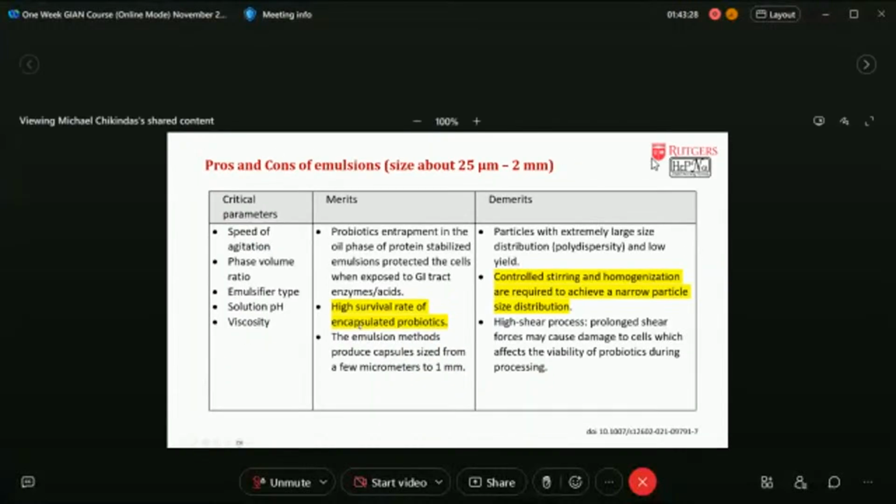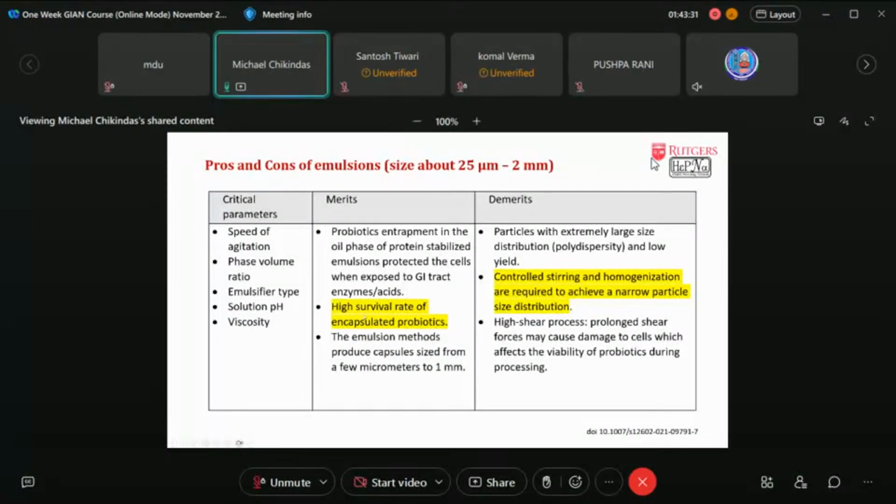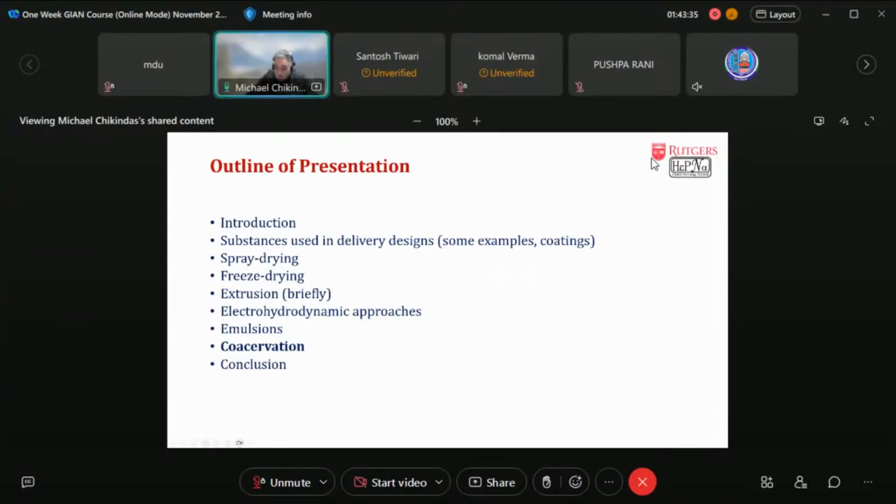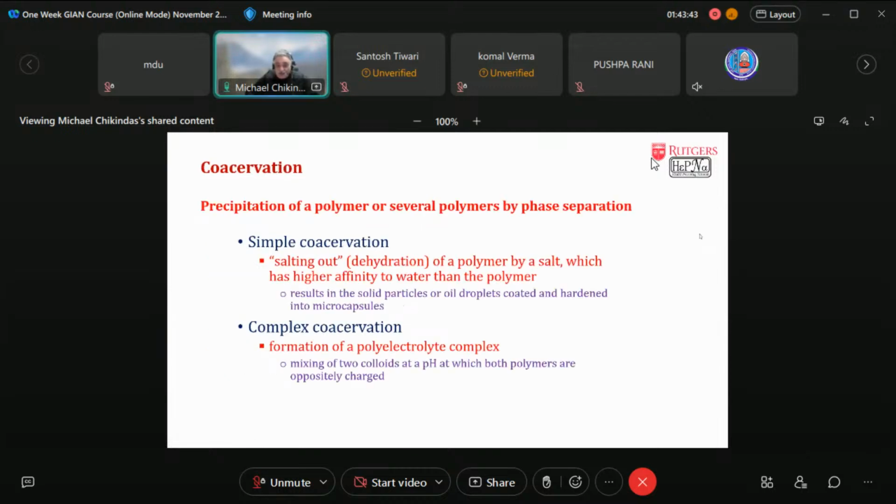...subject control the size of the particles formed in the emulsion process. Last but not least, a few words about coacervation. In coacervation, we have several polymers used for the phase separation. They can be simple and complex coacervations.